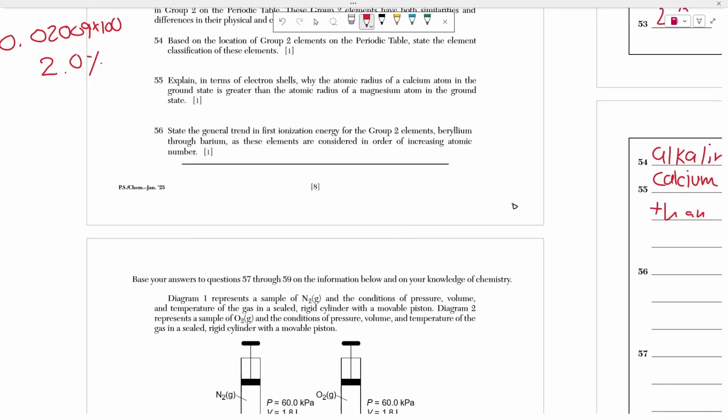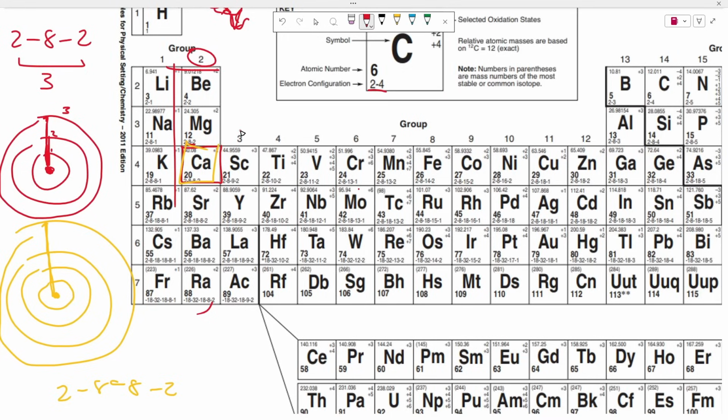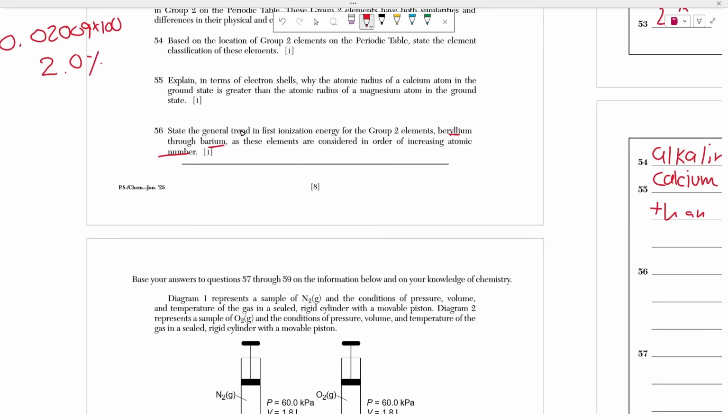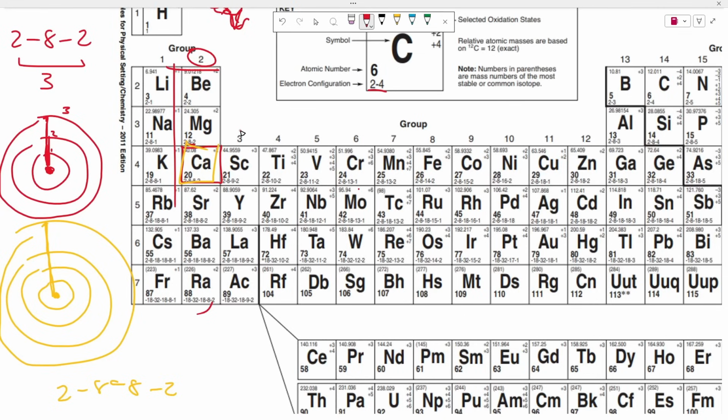All right, number 56 asks, state the general trend in first ionization energy for group 2 elements, beryllium through barium, as these elements are considered in increasing order of atomic number, okay? So starting from beryllium and going through barium, okay? So beryllium is Be, barium is Ba, and we have to look at the first ionization energy for 4, 12, 20, 38, and 56, okay?